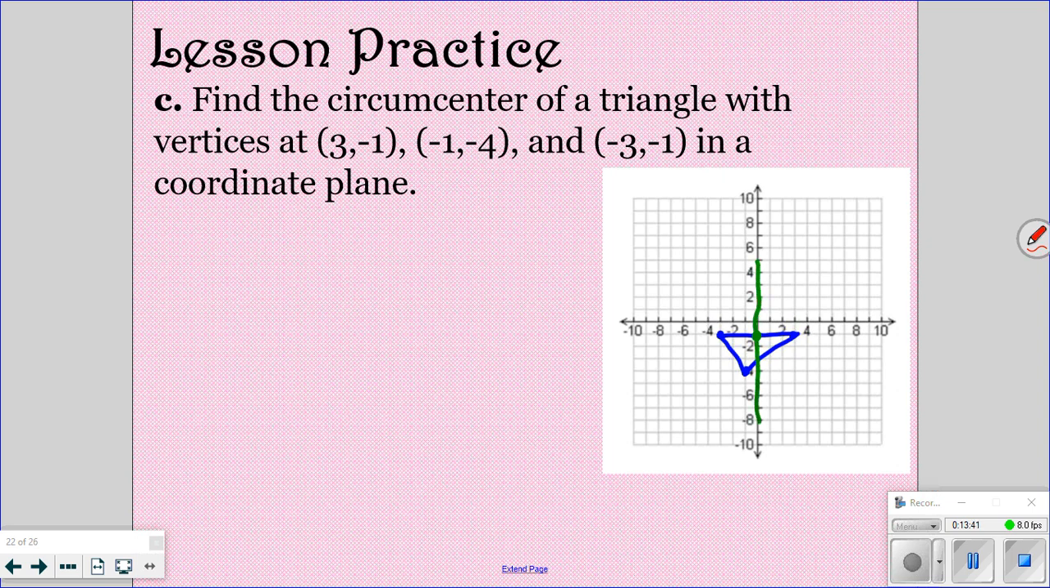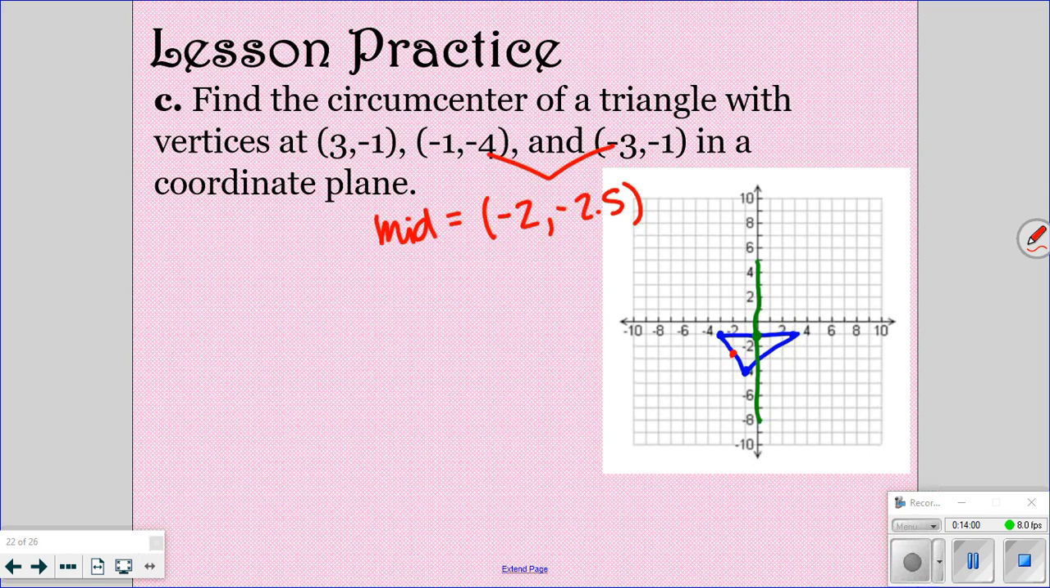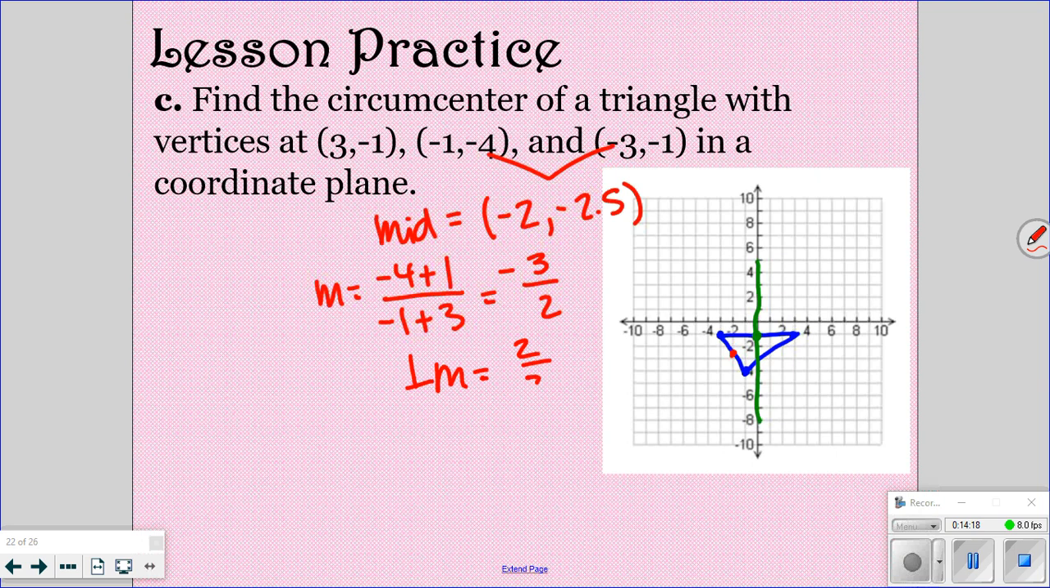And then I'll do the one on the left here. You could do the one on the right, either one is fine. But that would be between these two. So the midpoint would be (-2, -2.5). And then the slope between those, negative 4 minus a negative 1, and negative 1 minus a negative 3, is negative 3 over 2. So the perpendicular slope would be positive 2 over 3.